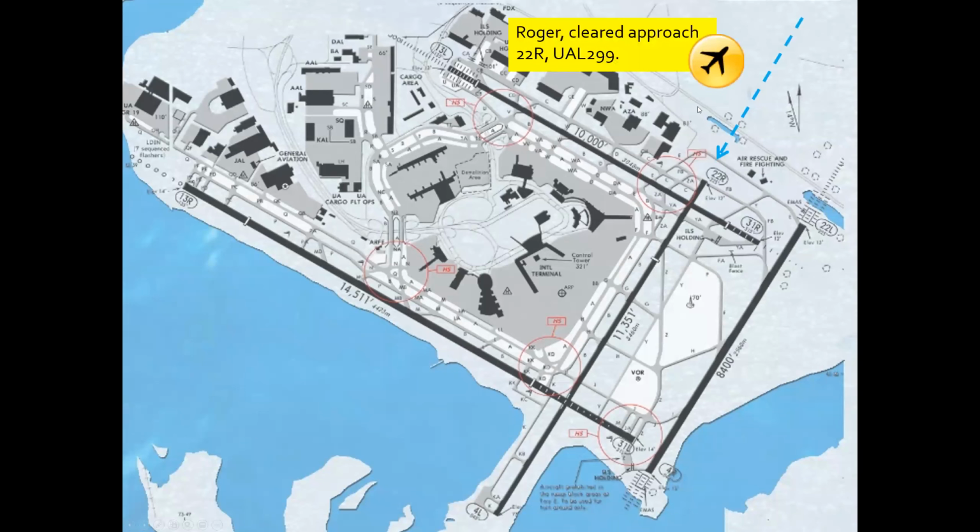So as he continues on, you guys go ahead with this. That's the United answer now. Roger, cleared approach 22 right, United 299.